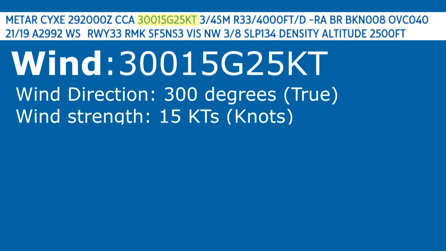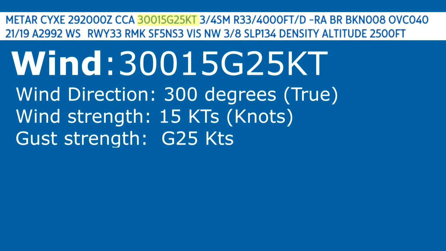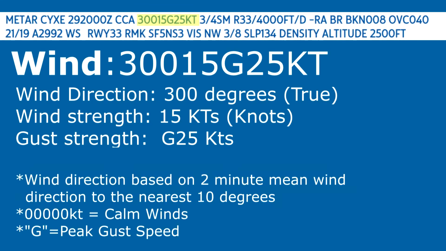Next, we have our wind. This is the surface wind that we're going to encounter. In this case, it says 300 degrees true at 15 knots, gusting to 25 knots. What this means is the wind direction is based on a 2-minute mean wind direction to the nearest 10 degrees true, and the wind speed is calculated to the nearest knot. Anytime we see 00000 knots, it means calm winds.